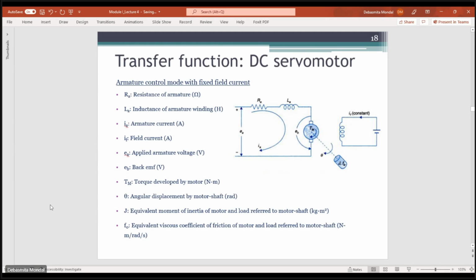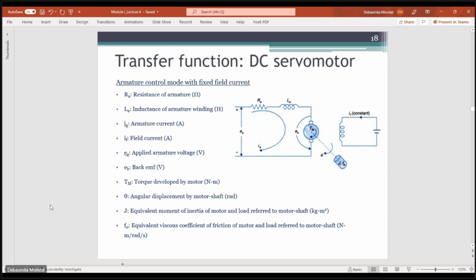Now let us talk about the transfer function of a DC servo motor. In this case, let us say that we have an armature controlled DC servo motor. This is the armature side, the resistance of the armature is Ra, the inductance of the armature winding is La, and the input voltage that is applied is Ea, and this is the motor that we have. Similarly, there is a field current on the other side.